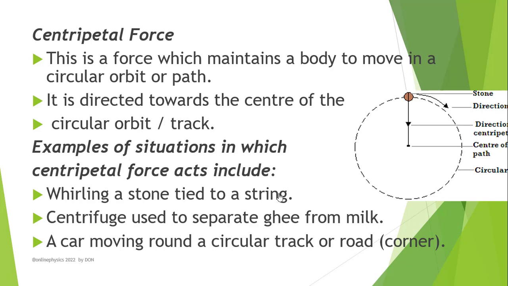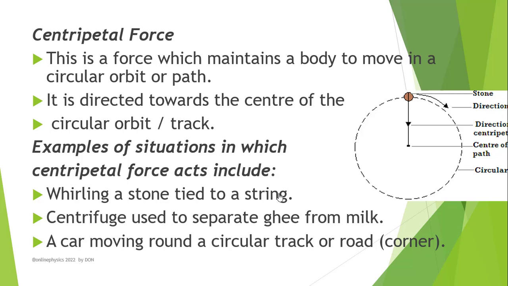Then we want to move to the next type of force, which is centripetal force. As we know, this is a force which maintains a body to move in a circular orbit or path. It is directed towards the center of the circular orbit or track. Examples of situations in which centripetal force acts include whirling a stone tied to a string.